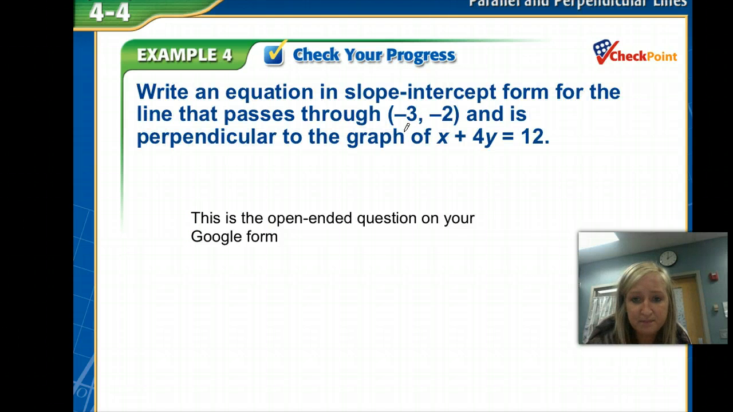Open-ended question. Make sure you get it down in your notes. First of all, translate the equation into y equals mx plus b. Then use the point slope equation to figure out your second equation that is perpendicular to the first equation.